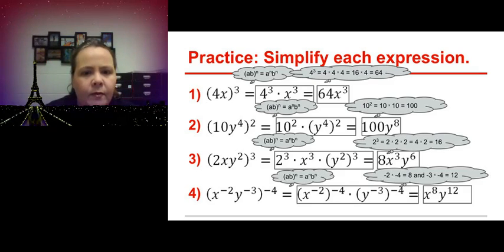And then in problem number 4, we have x to the negative 2 power times y to the negative 3 power, all raised to the negative 4 power. So we get x to the negative 2 power raised to the negative 4 power times y to the negative 3 power raised to the negative 4 power. And when we multiply those powers using our power to a power rule, we get x to the 8th times y to the 12th.